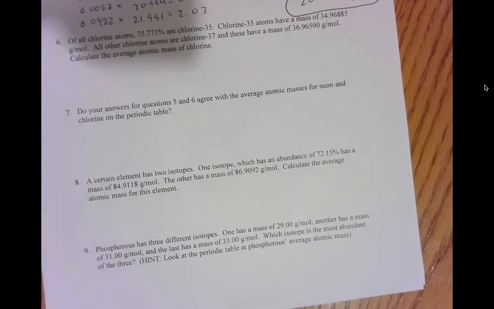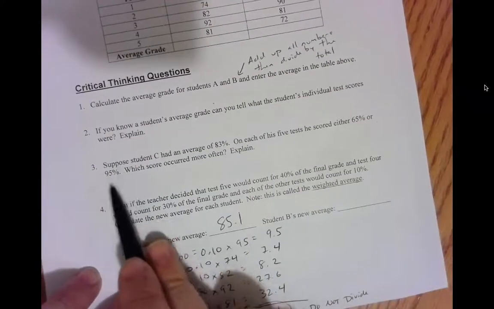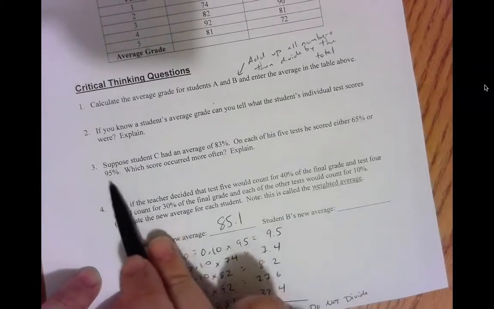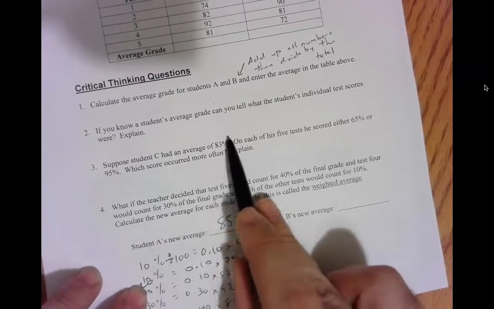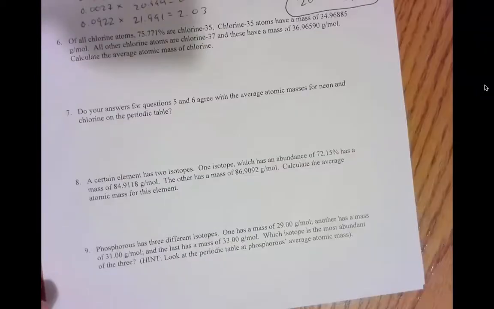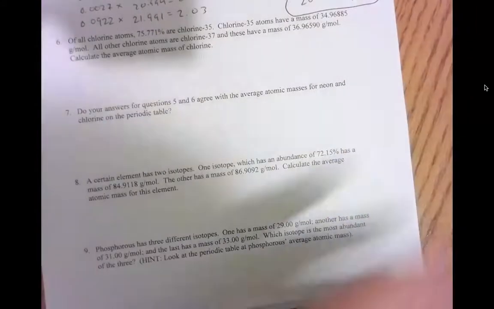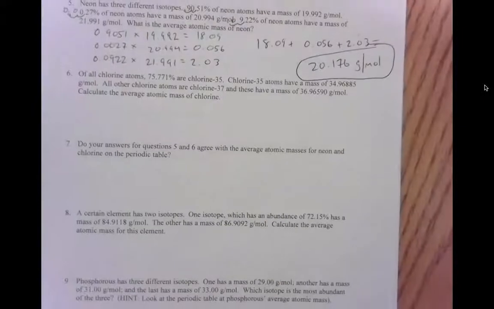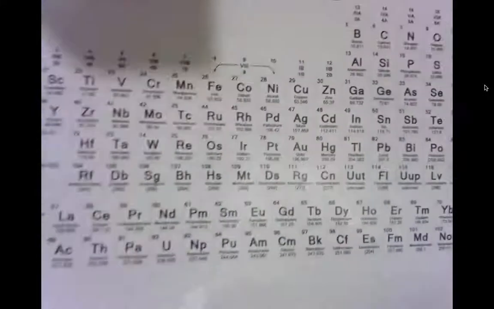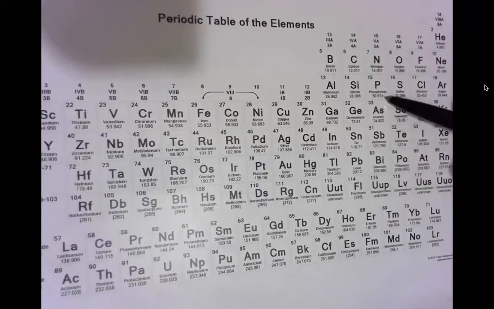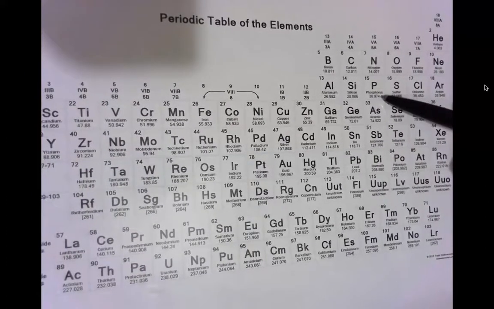Question 9. So question 9 can be a little tricky. It is very, very similar to question 3 that you answered. So we know that the 95% in question 3 occurred more often because it's closer to the 83%. So, in question 9, we can look at our periodic table. The mass of phosphorus we find right here is 30.974.